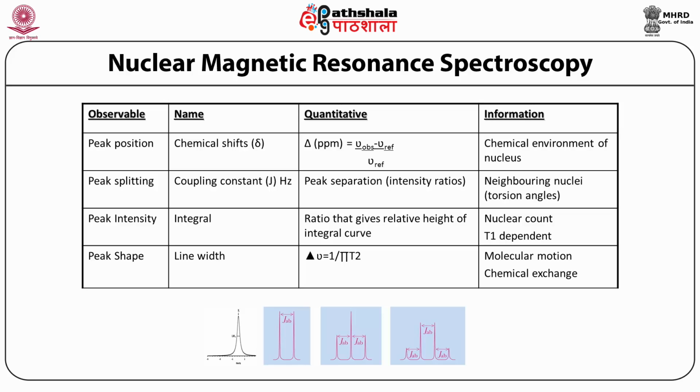We also see peak intensity, which is representative of the integral function and is a ratio that gives the relative height of the integral curve and provides information on the nuclear count and is T1 dependent. And finally, we also see the peak shape, which is representative of the line width and which, by a biomathematical equation, provides information on molecular motion and chemical exchange.